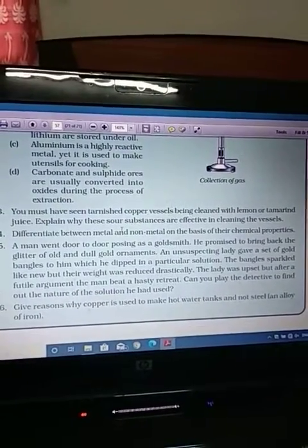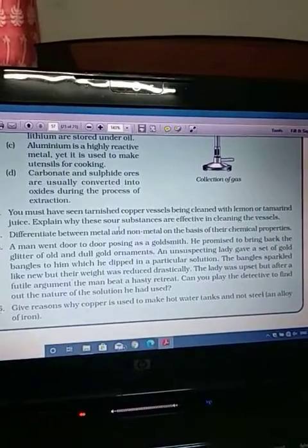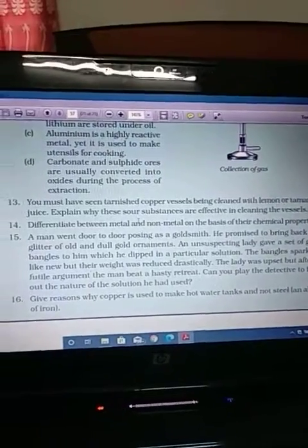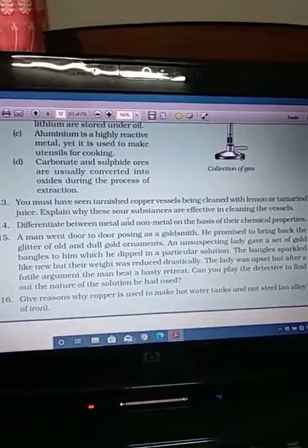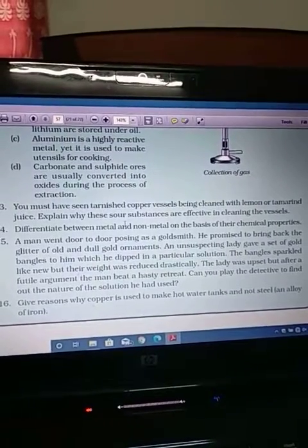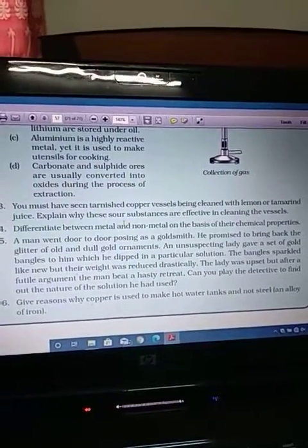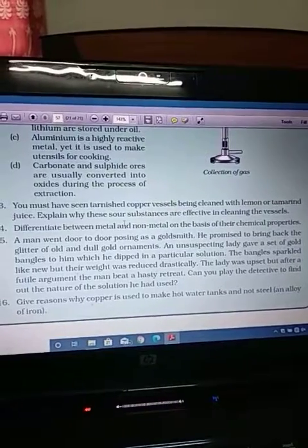Question number 16. Give a reason why copper is used to make hot water tanks and not steel. Copper is a very good conductor of heat. That's why we use it to prepare hot water tanks.